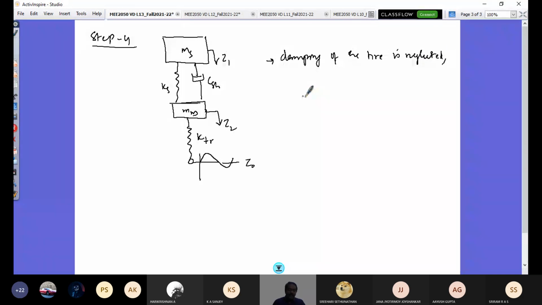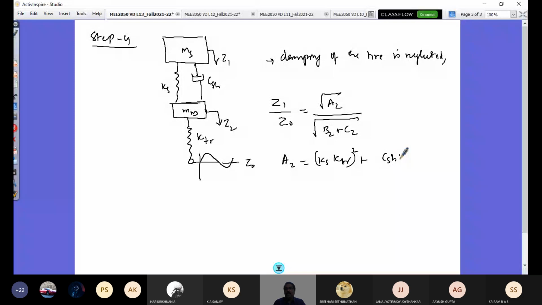So neglecting that, I can write my amplitude ratio Z1 by Z0. That's going to be the square root of A2 by B2 plus C2. Now you may wonder, what are these A2, B2, C2? A2 is going to be (Ks KTR) whole square plus (CSH KTR into omega) whole square. Look here, this omega without subscript is the excitation frequency. I can vary the frequency of this harmonic excitation, as it's not one sine wave, and then I can see my response.